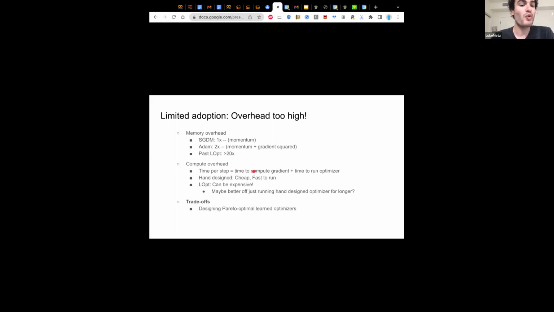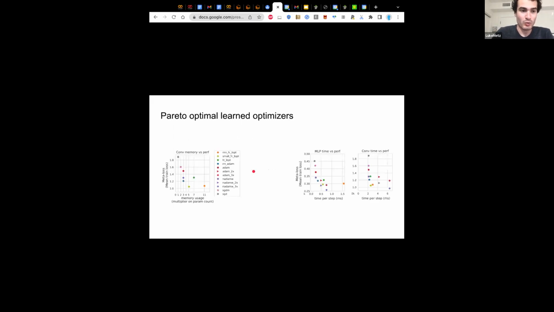And we explore these trade-offs and use the understanding of these trade-offs to design new learned optimizer architectures. One tool we use to explore this is Pareto optimal frontiers, and we explore two of them on this slide. So on the left, we're going to look at memory overhead. On the x-axis is the amount of memory each learned optimizer uses. Each color is a different optimizer, hand-designed and learned. And on the y-axis, we have the meta loss, or how good these optimizers are.